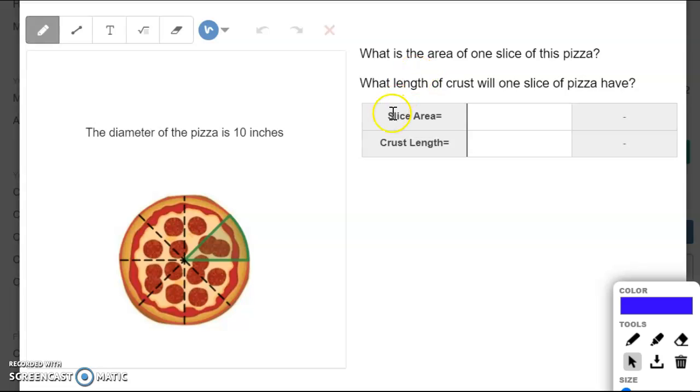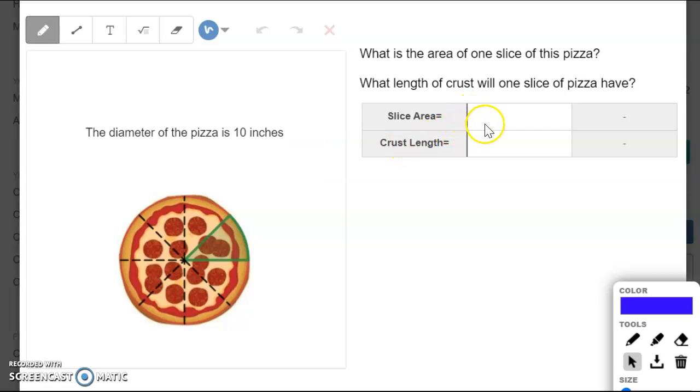Now this time we're being asked to find the slice area. So we're looking for the sector plus crust length. Crust length is the arc length, right? And we're dealing with what portion of a pizza? The pizza is divided into 8 pieces, so 1/8 of the pizza. And the diameter of the pizza is 10 inches. So that means the radius is 5 inches.